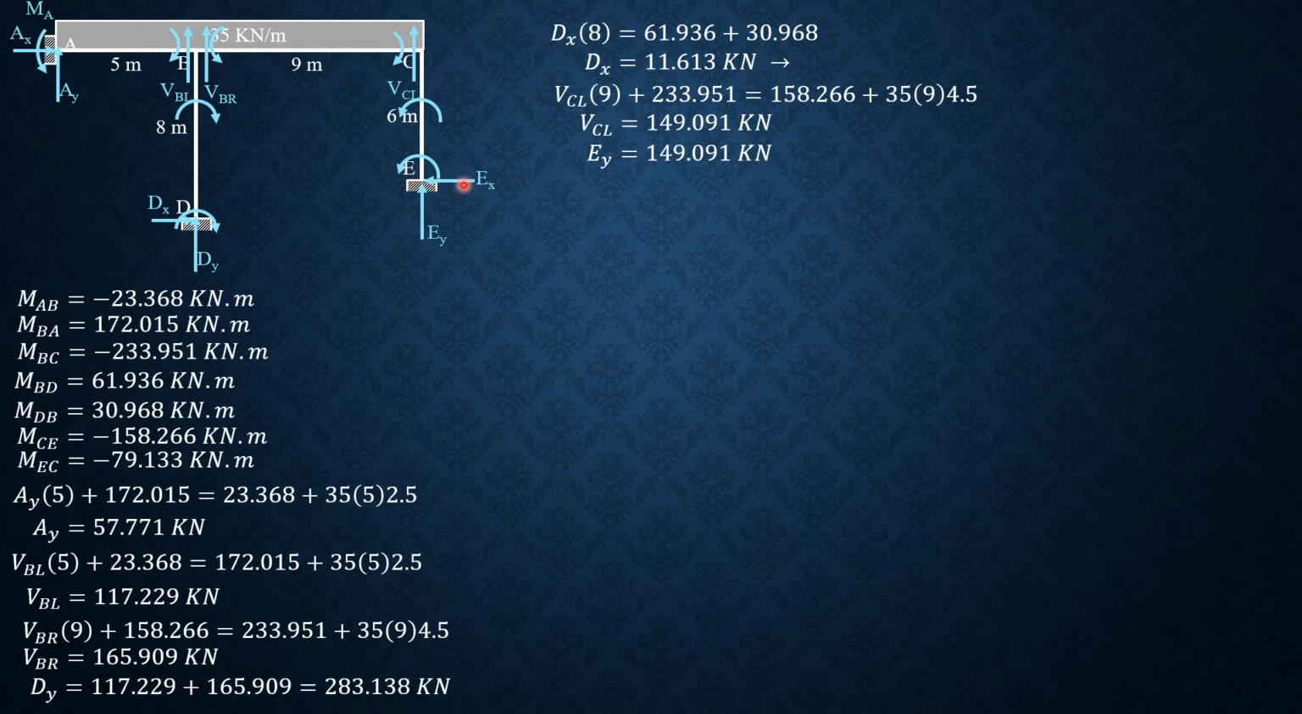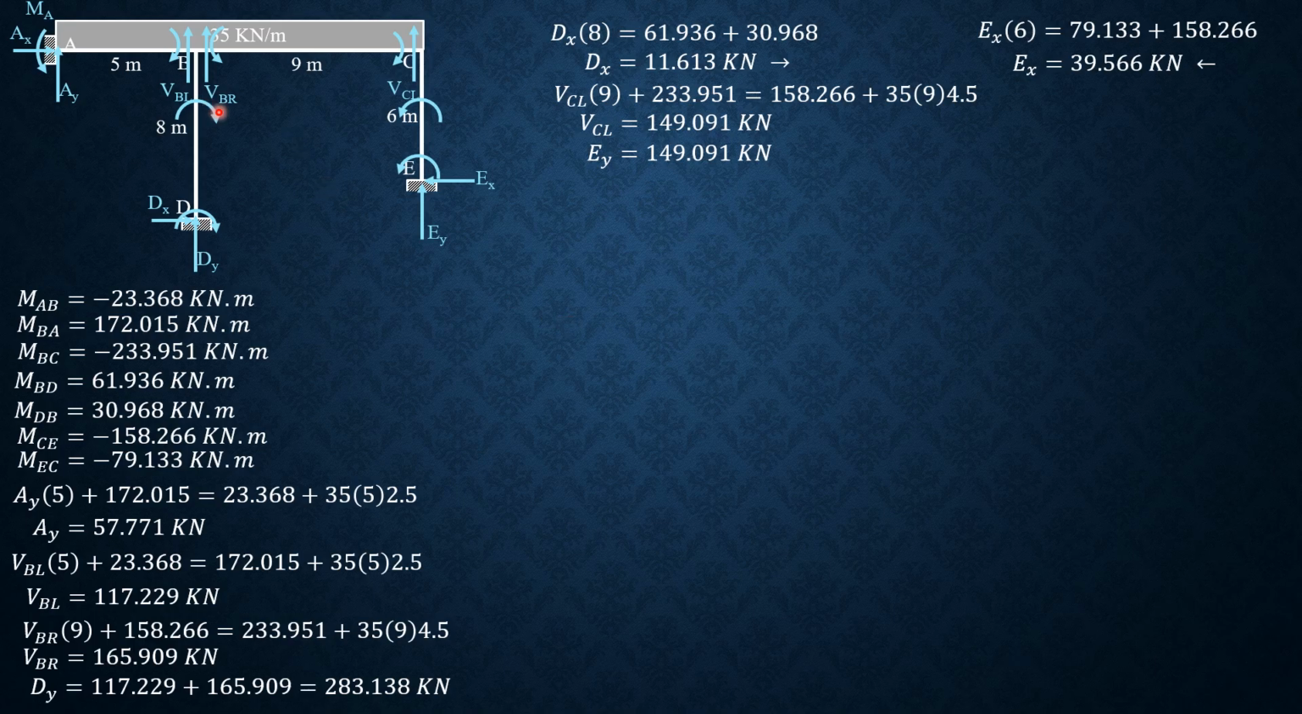Then to solve for EX, you sum up moment about C equals 0 considering this column. So EX times 6 equals the moments here, 79.133 for EC, and for CE 158.266. So EX is equal to 39.566, and it is leftward as shown in the figure.